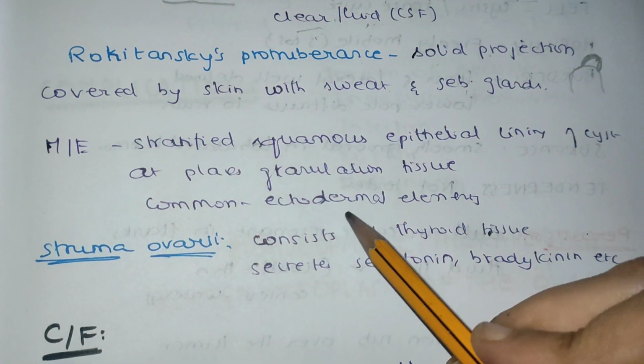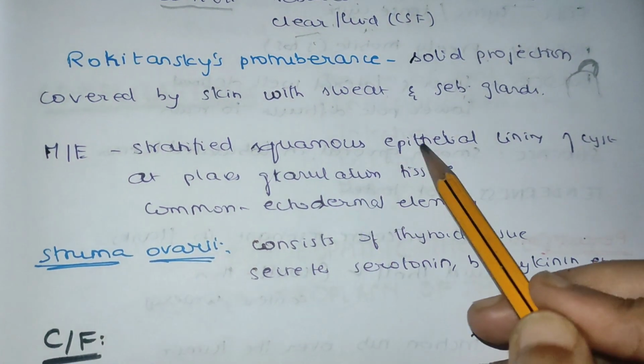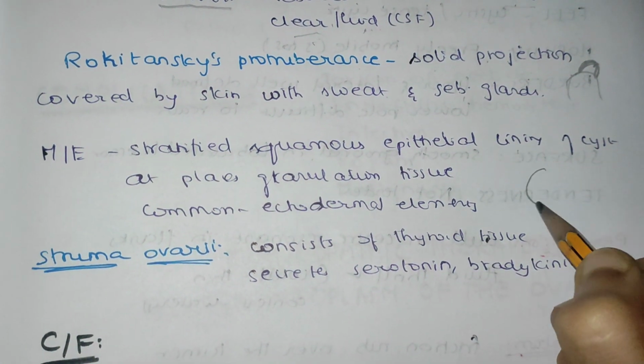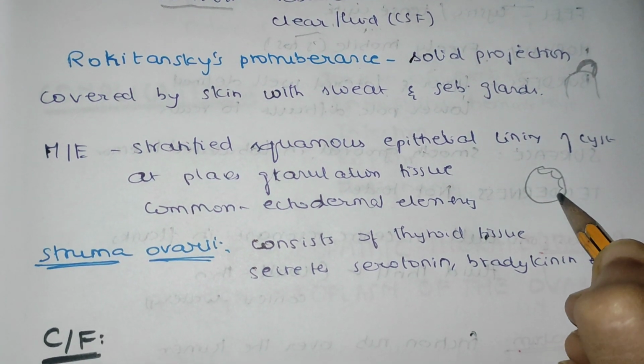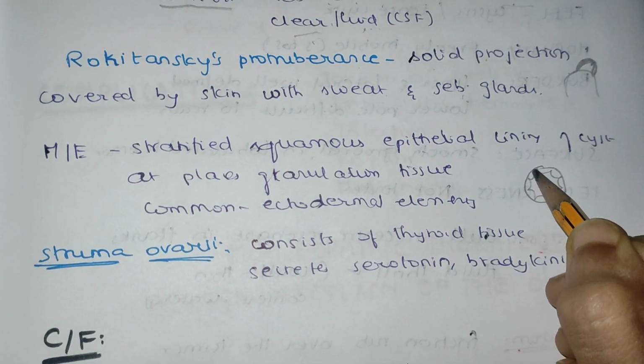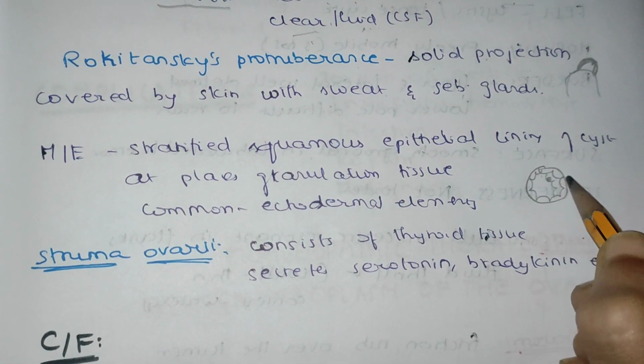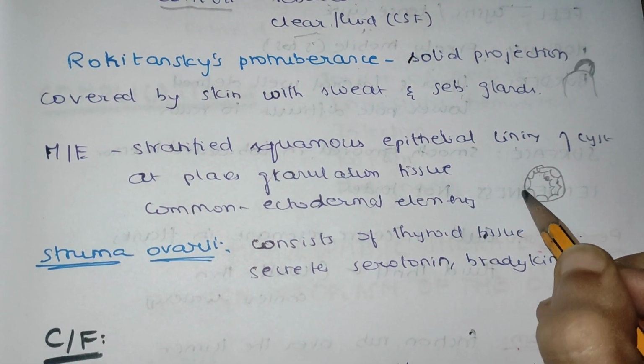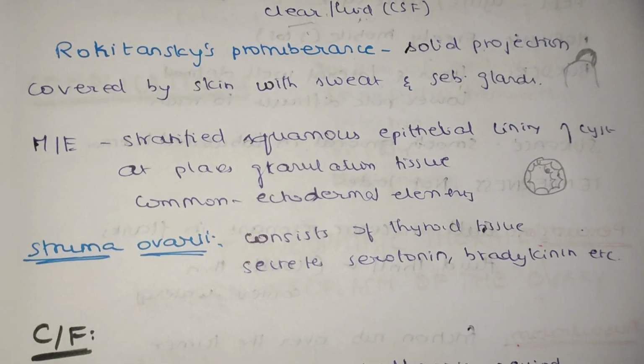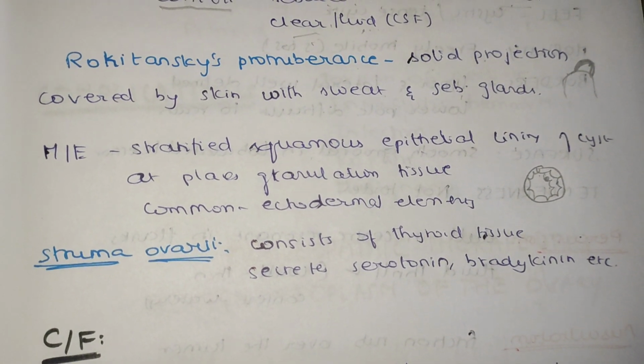The microscopic appearance includes a stratified squamous epithelial lining of the cyst. The cyst is lined by stratified squamous epithelial cells, that is, many layers of stratified squamous epithelium, and at places it contains granulation tissue. A common thing in the dermoid cyst is the presence of ectodermal elements.